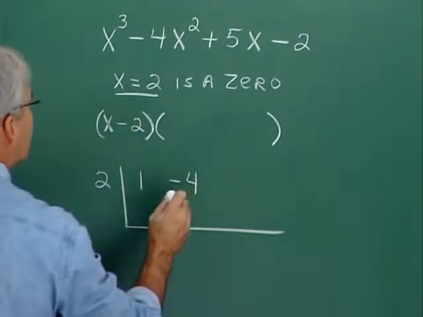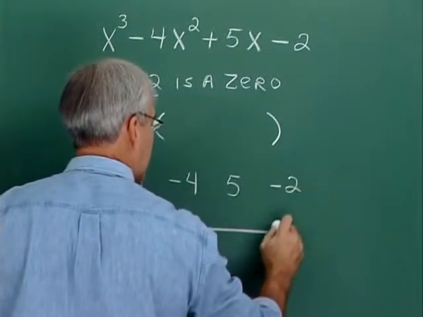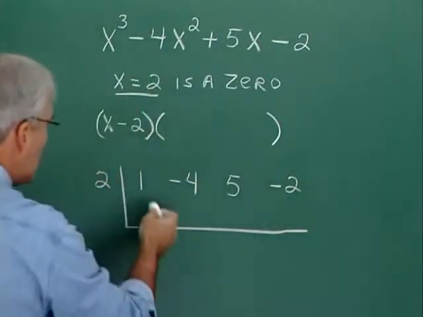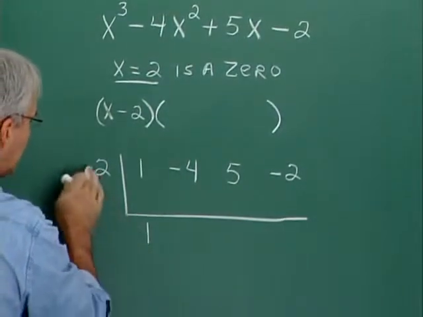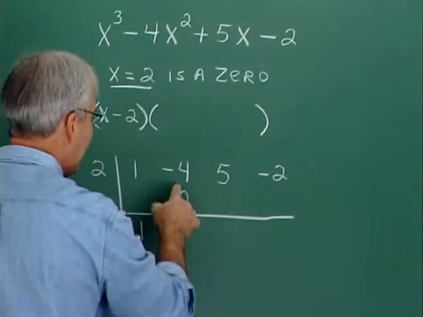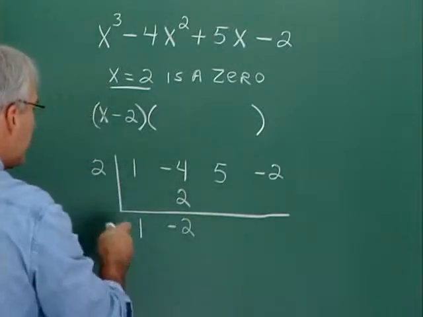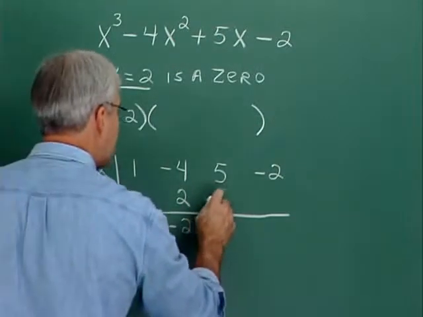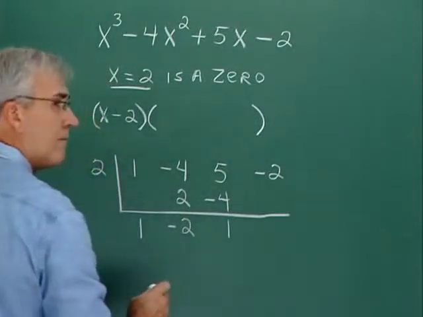Notice I'm leaving a little space between them. And the constant. And away we go. And here's how it works. We bring down the first item, and now we multiply. 2 times 1 is 2. And then we add. Negative 4 with 2 is negative 2. And now we multiply. 2 times negative 2, negative 4. And we add. 5 with negative 4 is 1.